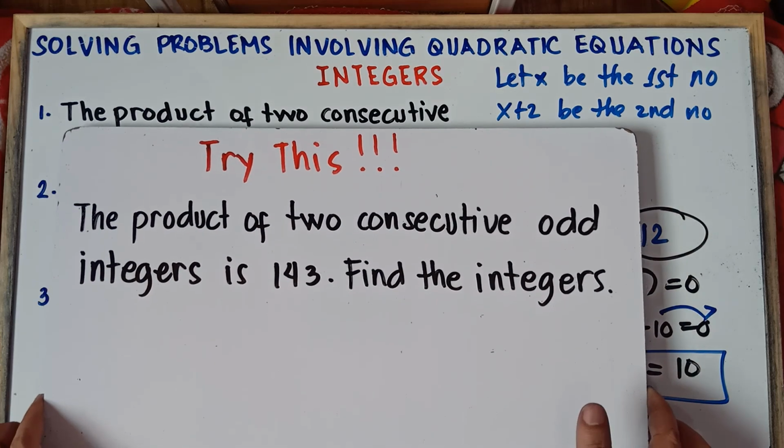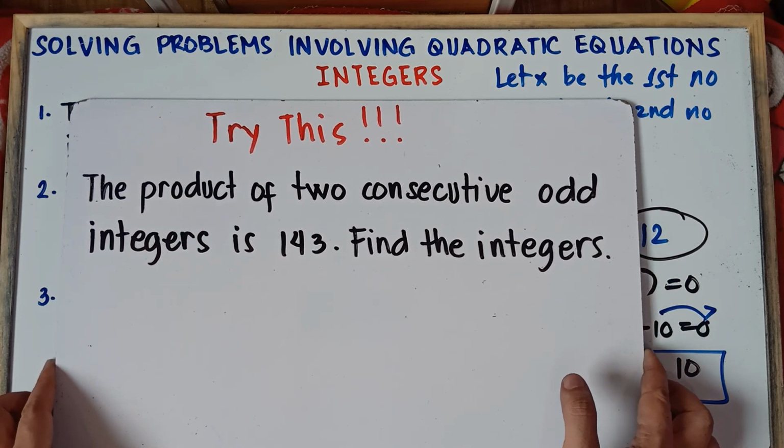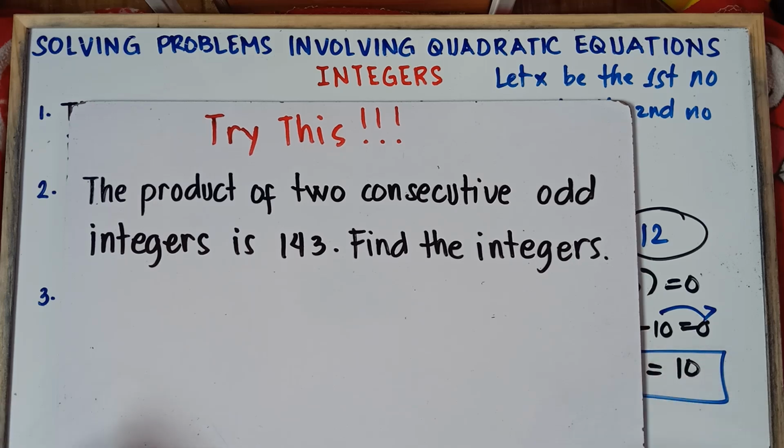Alright, so you try this one, class, and you put your answer in the comment section down below. The product of two consecutive odd integers is 143. Find the integers. So you put your answer in the comment section down below. Let me check, class, if you really understand our topic.